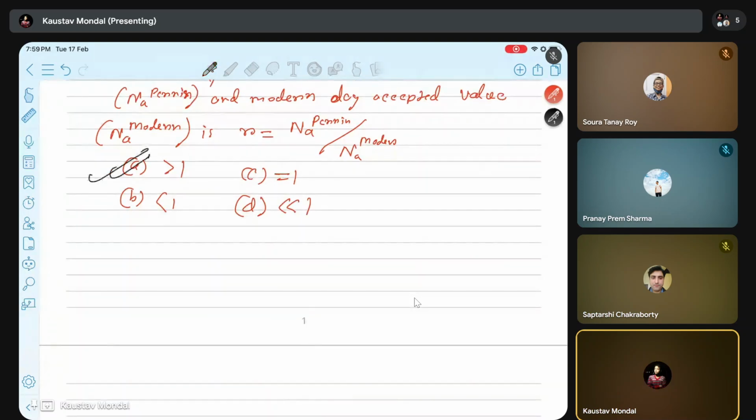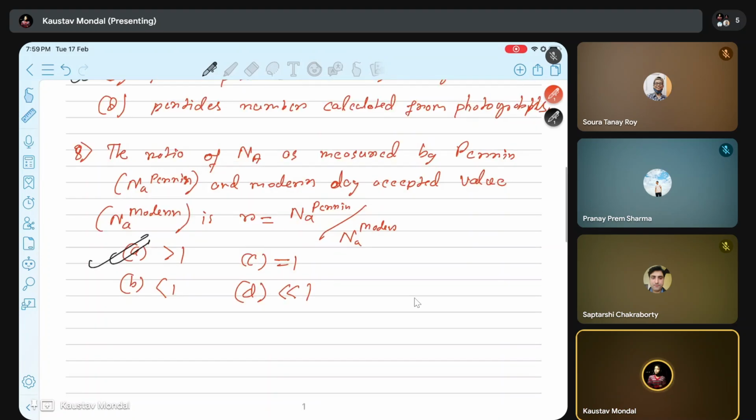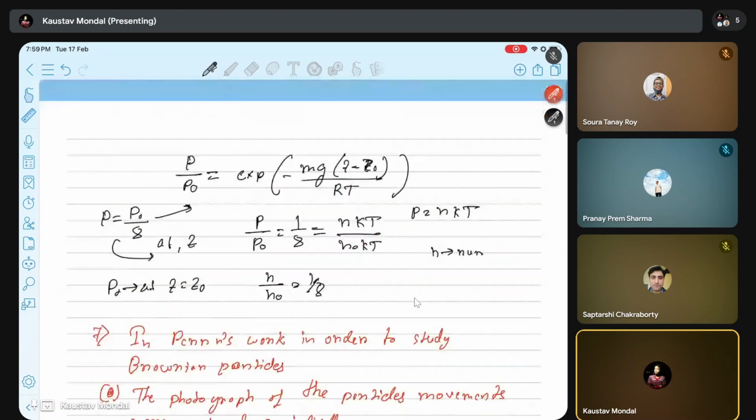Since there were some technological limitations, the values Perrin measured slightly overshoot the actual value, so the ratio is greater than 1. These are some of the problems that we have discussed.